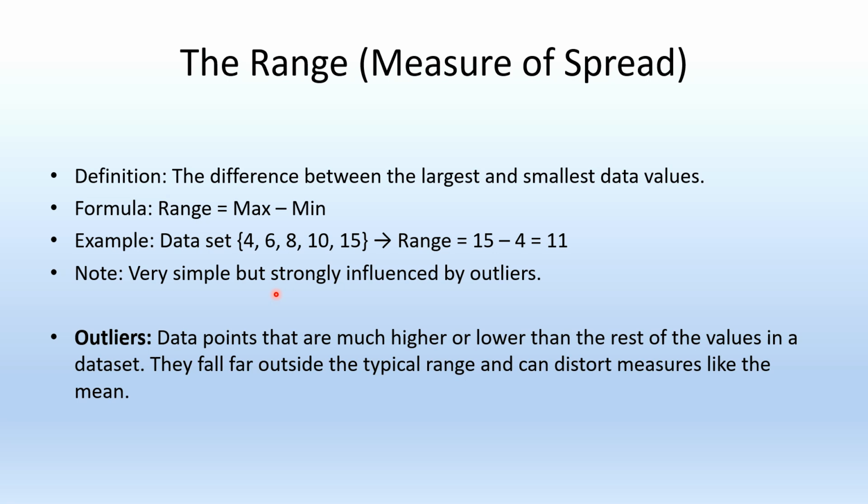The range is also affected by outliers, because you might have one number, like in the case of a test score where you got a 10 and the rest of them are in the 80s and 90s, and that kind of skews your range. It has a big range. So outliers are data points that are much higher or lower than the rest of the values in a data set. They fall far outside the typical range and can distort measures like the mean, and also give us a much wider range.